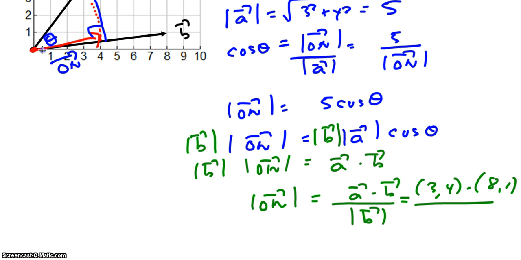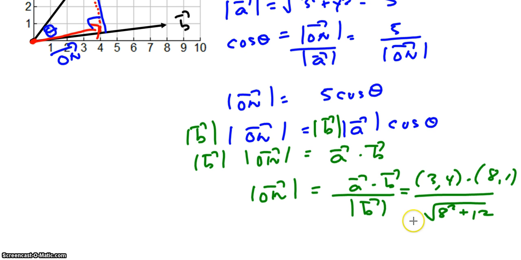So the length of this vector here, we can use the Pythagorean theorem: the square root of 8 squared plus 1 squared, and we end up getting the magnitude. If you recall, the dot product is 3 times 8 plus 4 times 1, which is 28, over the square root of 65. So in other words, this is the scalar projection.